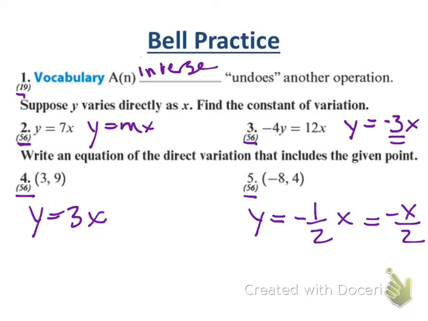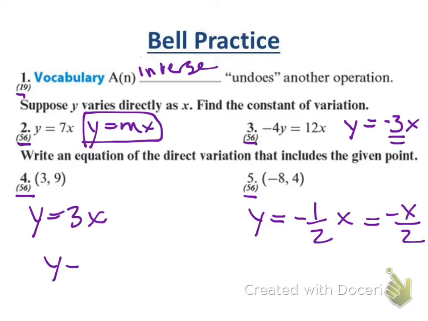Lesson 64 is going to give us another type of variation in mathematics, and this one is called inverse variation. That's why all of our bell work today is about direct variation, which can be written as y equals mx.